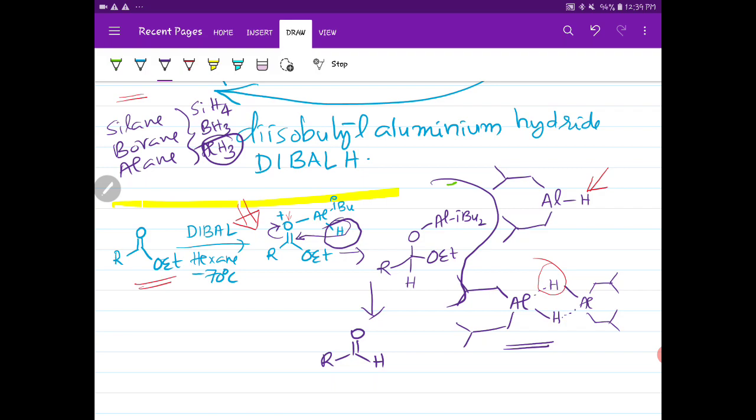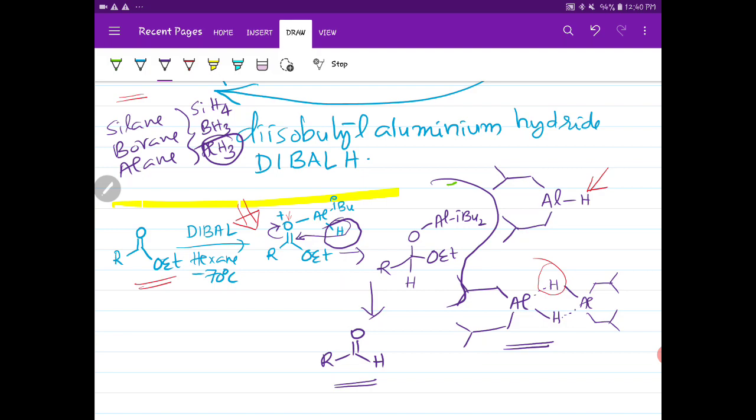If one more hydride would have been available, then it would lead to the formation of alcohol. That's the importance of diisobutyl aluminium hydride. It's one of the synthetic reagents you are supposed to learn. So hope you understood the importance of diisobutyl aluminium hydride.